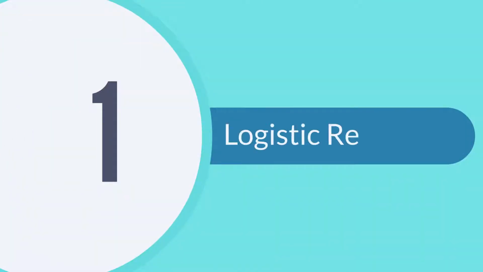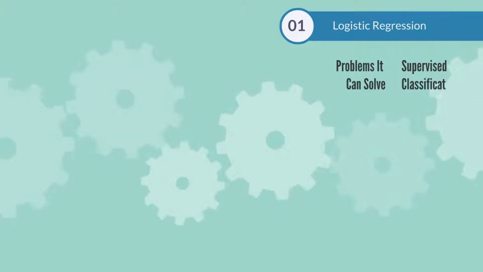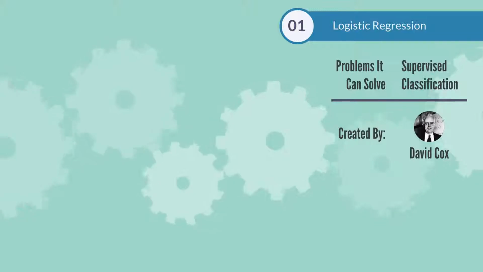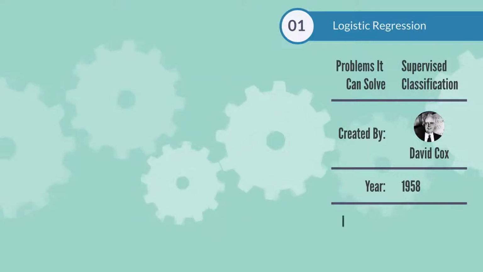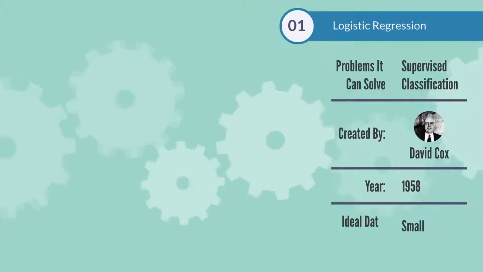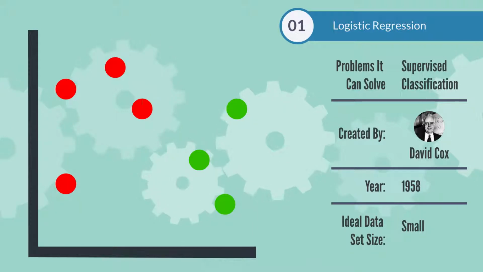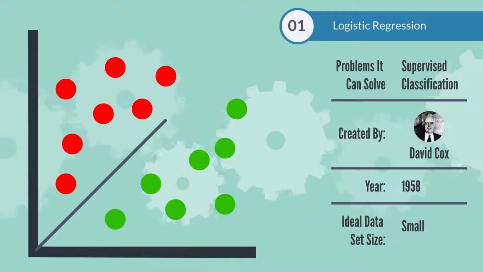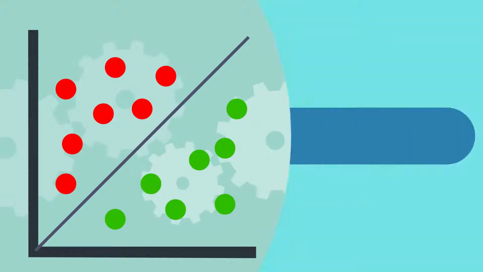The first algorithm is logistic regression. It is a supervised classification method and works well on smaller datasets. It was developed in 1958 by David Cox, a statistician. It works similarly to what you may have seen in high school maths, with the equation y equals mx plus b. It tries to find an algorithm that defines the best equation of a line. In this case, we are trying to split the red from the green. This is a form of machine learning. We can try different lines and measure which gives us the best result.